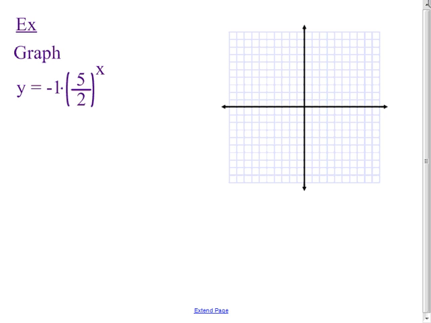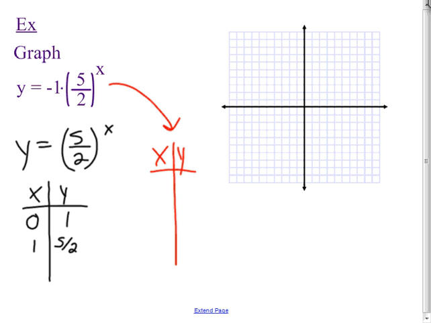So here's going to be another multiplier. Try this one on your own completely. Go through the process and see what happens. So pulling out the parent function, 0, 1, 1, 5/2. You could go forward and do 2, which is 25/4. I'm not sure how much that helps you. Or go backwards to do -1, which would be 2/5.